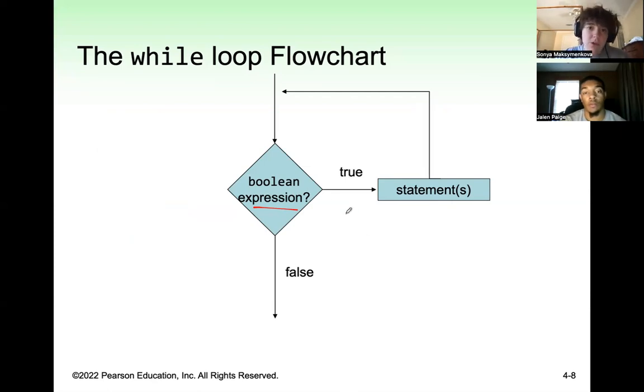Now, this is just a flowchart for the while loop. It's very simple. We're checking our expression. If the expression is true, do something and go all the way to the beginning and then check that expression again. Now, if your expression is false, if it's not true, you will just follow this arrow right here and your loop will exit.